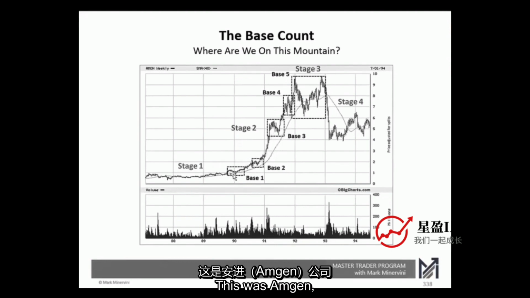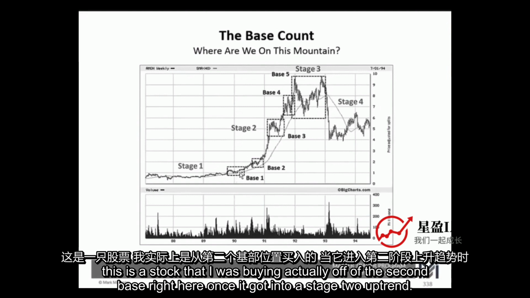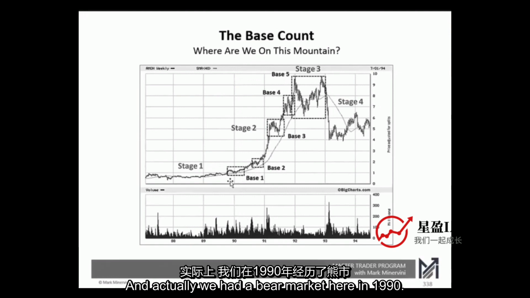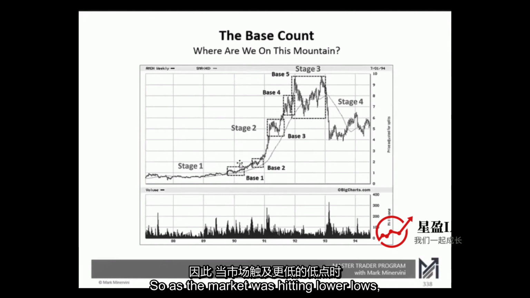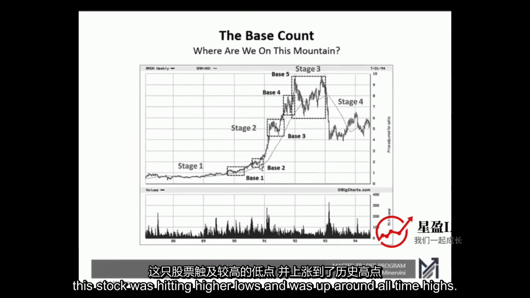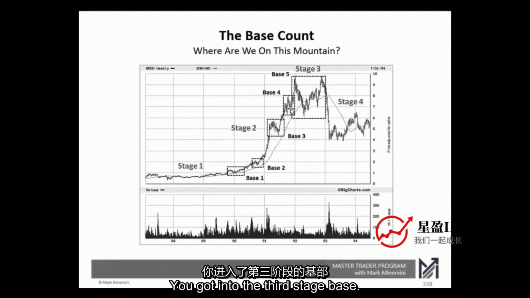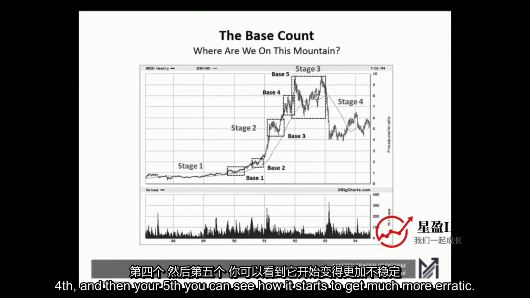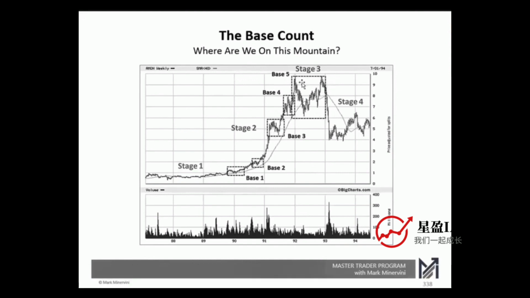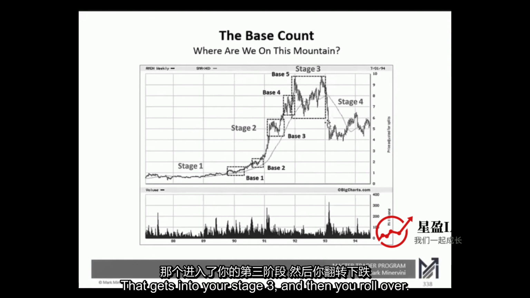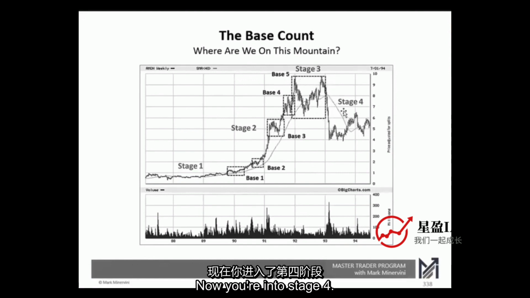So this was Amgen. This is a stock that I was buying actually off of the second base right here, once it got into a stage 2 uptrend. We had a bear market here in 1990. As the market was hitting lower lows, this stock was hitting higher lows and was up around all-time highs. Then it made a nice, real big move here. You got into your third stage base, fourth, and then your fifth. You can see how it starts to get much more erratic, and that gets into your stage 3, and then you roll over. Now you're into stage 4.